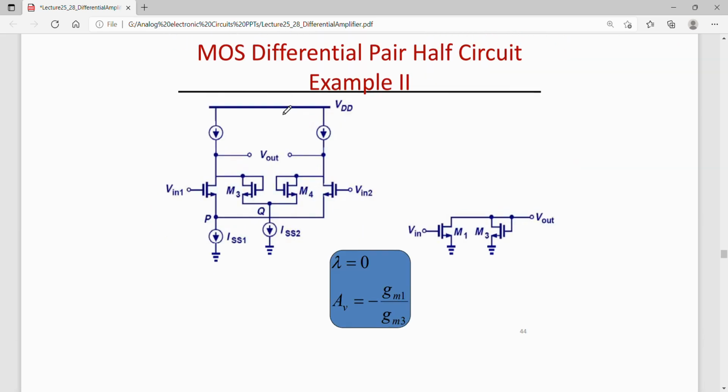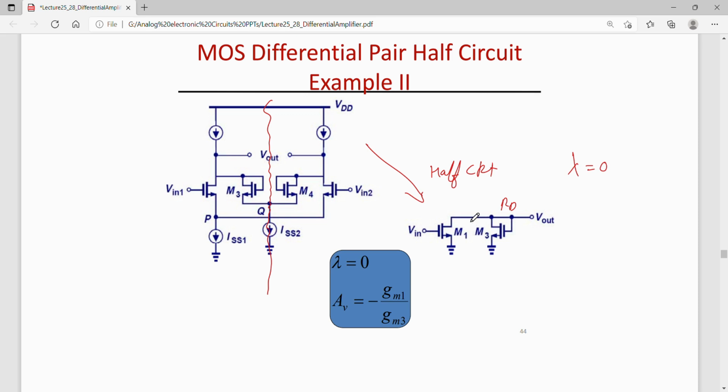Next, let us say we have another example here, this circuit, and we have to find out the gain. Again, we'll make a half circuit. The half circuit of this differential pair would be this. Again, it's a common source stage, and RD here, that is the drain resistance, is this diode connected N-type MOSFET. And let us say this time lambda is 0.